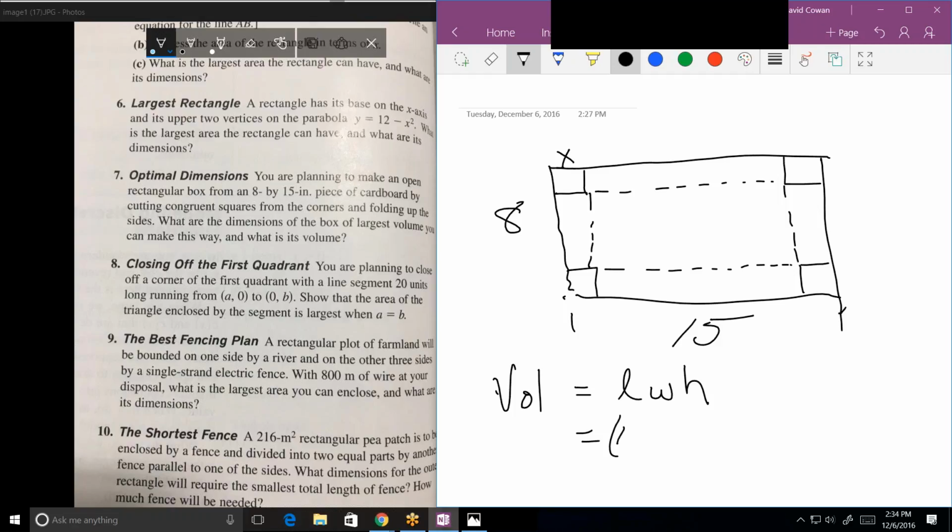Okay. And the width? Would be 8 minus 2x. And the height? Would be 8. Or sorry, x. My bad. Okay. Notice what that gives us. That gives us a cubic. In other words, if we do the multiplication, we will have a cubic function.